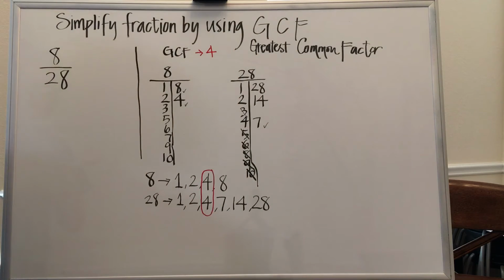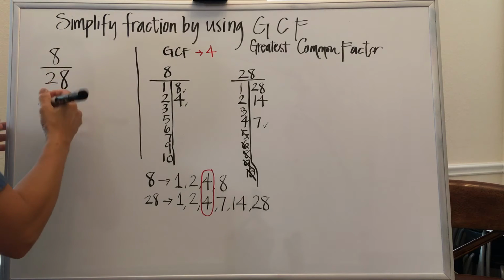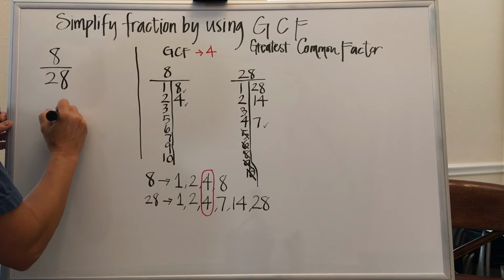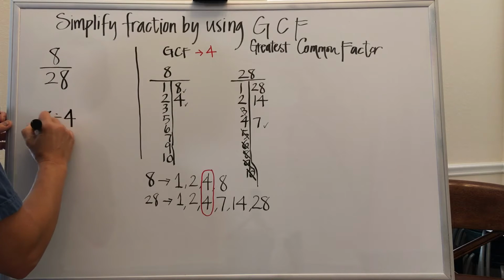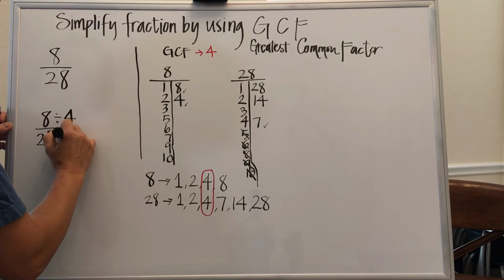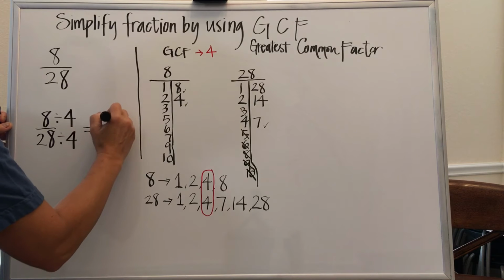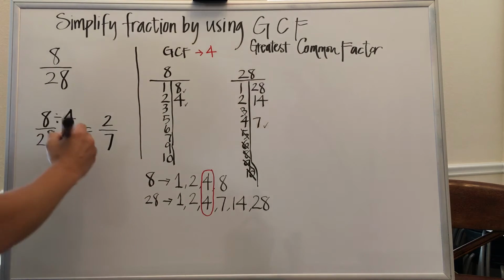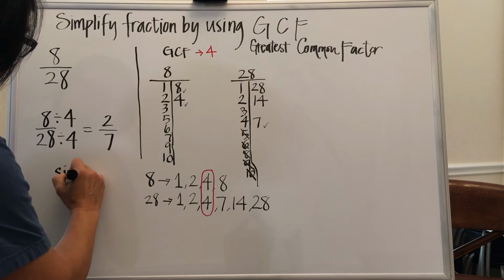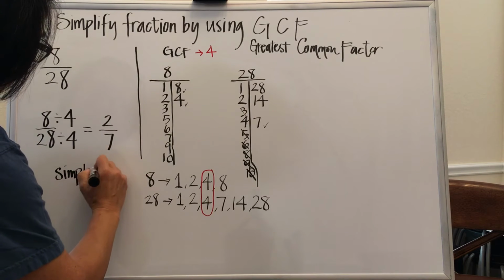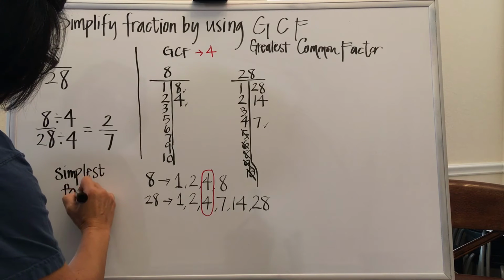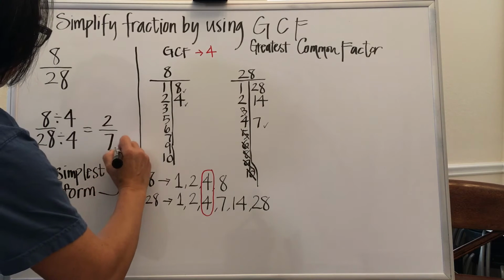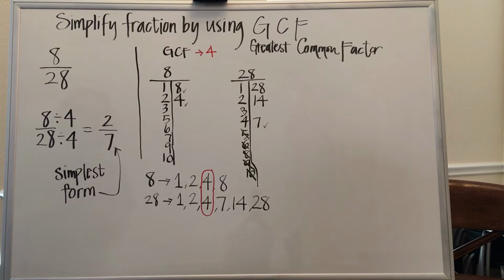My next step, I am going to divide this fraction by my GCF. So here's 8 divided by 4, 28 divided by 4, which gives me 2/7. So the simplest form for this fraction is 2/7.